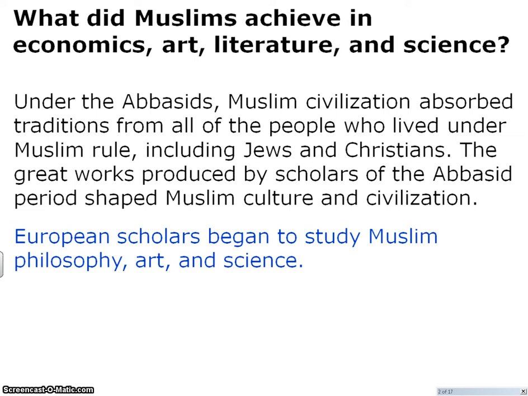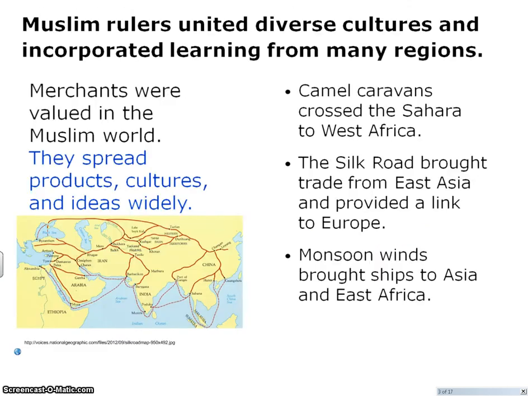Well, under the Abbasids, who were the longest serving of the Muslim empires, Muslim civilization absorbed traditions from all the people who lived under Muslim rule, including Jews and Christians. The great works produced by scholars of the Abbasid period shaped Muslim culture and civilization, and European scholars even began to study Muslim art and science.